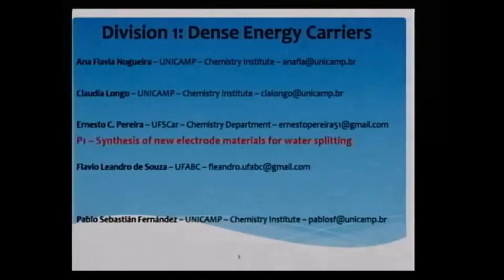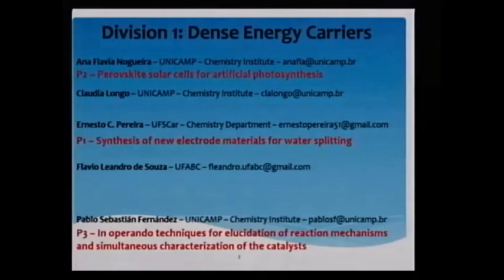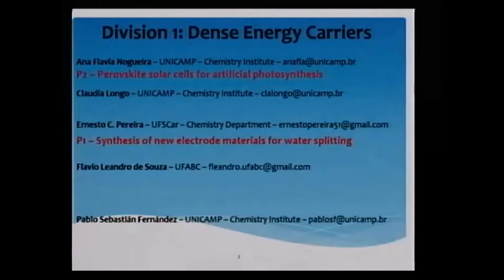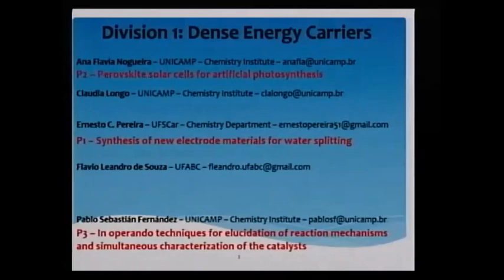So we have several projects. Project one is devoted to synthesizing materials for water splitting, and the head is Ernesto Pereira. Project two is devoted to synthesizing perovskite solar cells for artificial photosynthesis, that is to say, for the reduction of CO2. Then our project, I will explain in the next slides, the aim of our project and what we are doing.